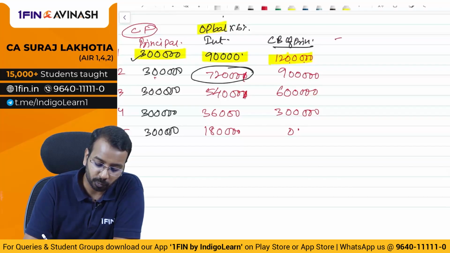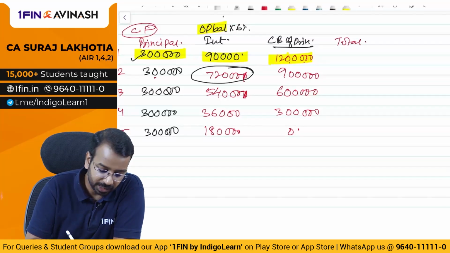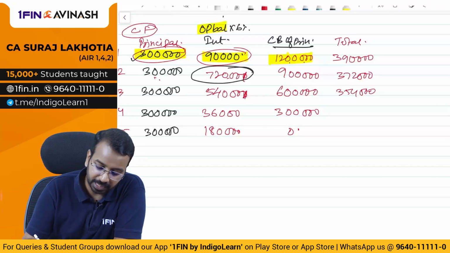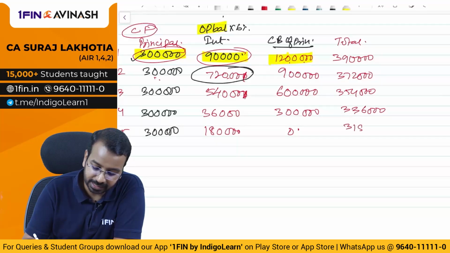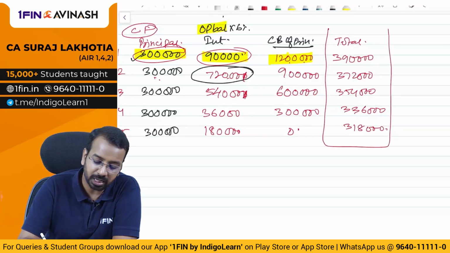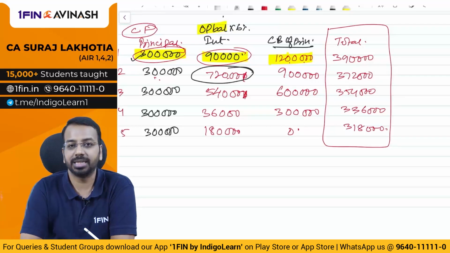What is the total cash flow? Principal of 3 lakhs, interest of 90,000, so 3 lakhs 90,000. Then 3 lakhs 72,000. 3 lakhs 54,000. 3 lakhs 36,000 and 3 lakhs 18,000. This is the cash flow. The employee will repay the amount of loan in this pattern.